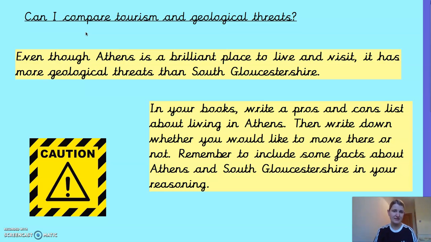Then your final piece to do is think about whether you would like to move there or not. So, would you like to stay put in South Gloucestershire? Would you like to move to Athens? Why or why not? Okay, I want you to use some of the examples that we've looked at, not just in today's lesson where we've looked at the tourism and the geological threats. I want you to think about those human and physical features of each. Perhaps some of the facts that you learned in lesson 1 where you're thinking about the population there, things like that. All right.